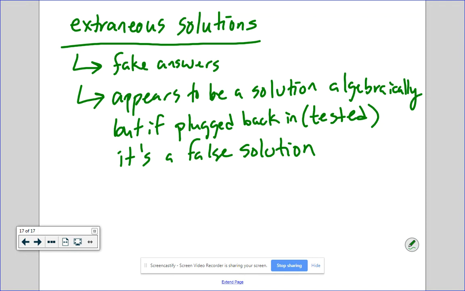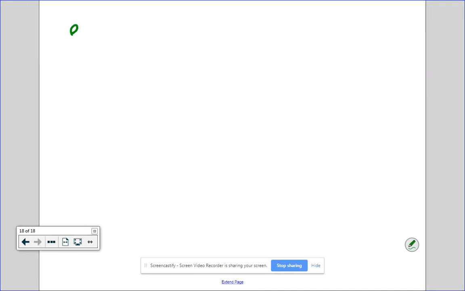Okay? So we're going to have to test every solution for these problems. So when we do this, we have to test what we get for x or y or whatever variable. So we have to check our solutions. Okay? All right, so we're going to look at an example here. We got x equals the square root of x plus 5.